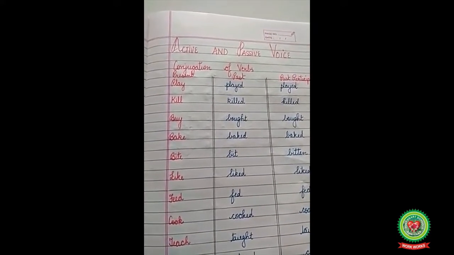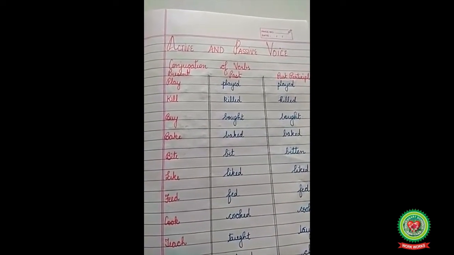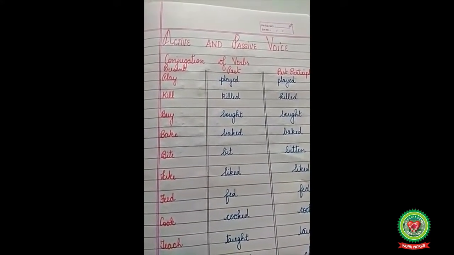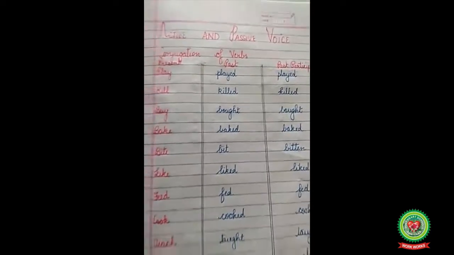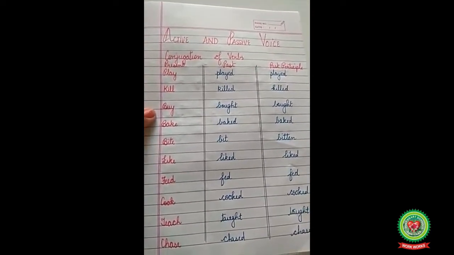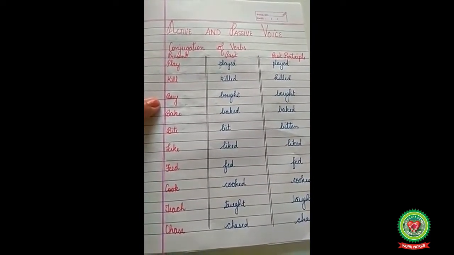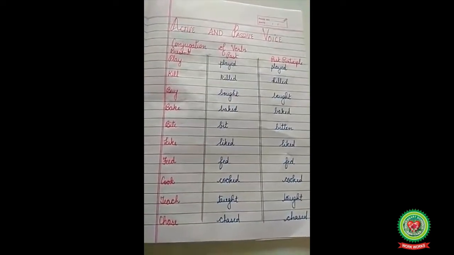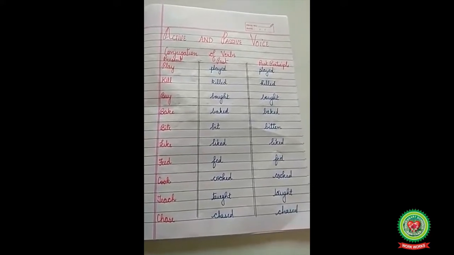Before we start active and passive voice, we must know that conjugation of verbs is very important in doing active and passive voice. So let us first of all see a few examples. Play, played, played. Kill, killed, killed. Buy, bought, bought. Bake, baked, baked. Bite, bit, bitten. Like, liked, liked. Feed, fed, fed. Cook, cooked, cooked. Teach, taught, taught. Chase, chased, chased.